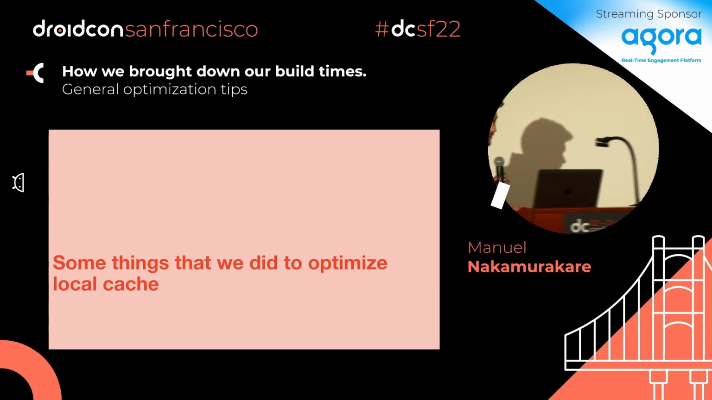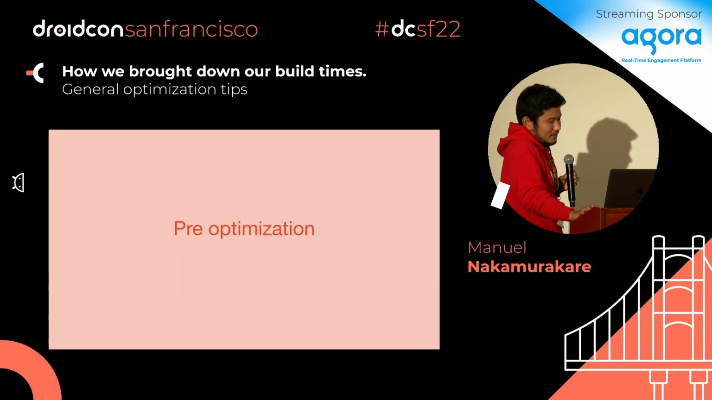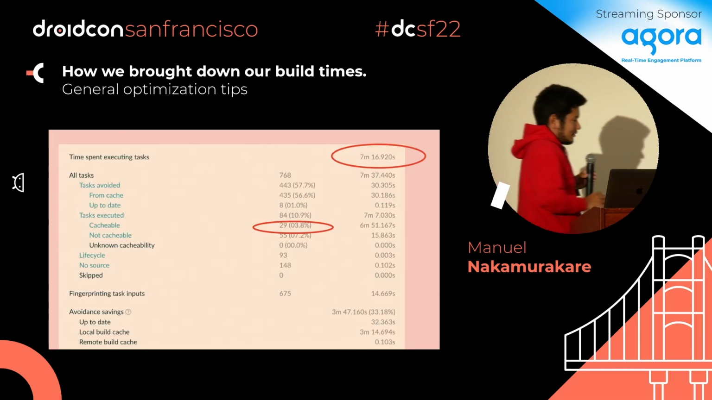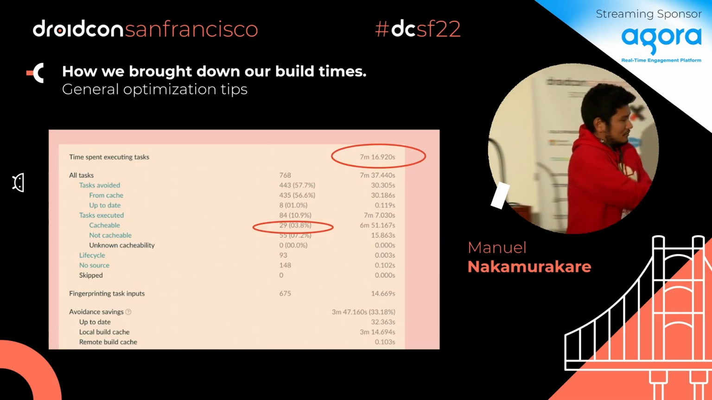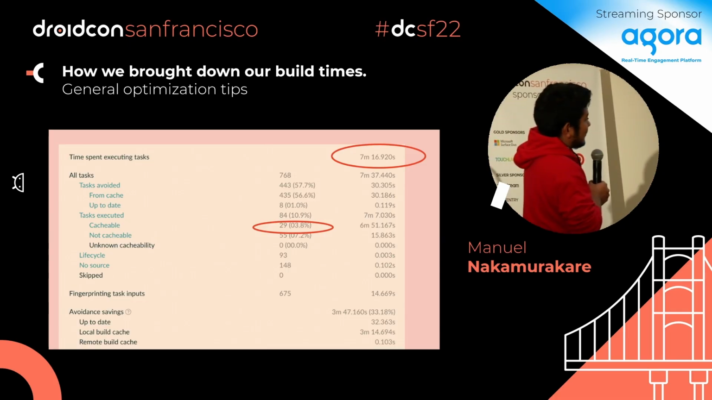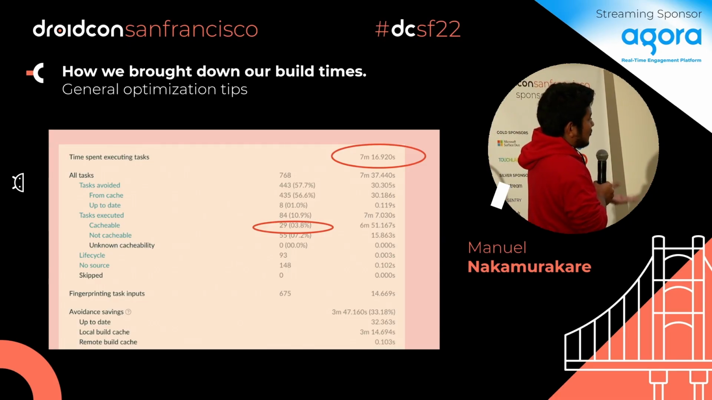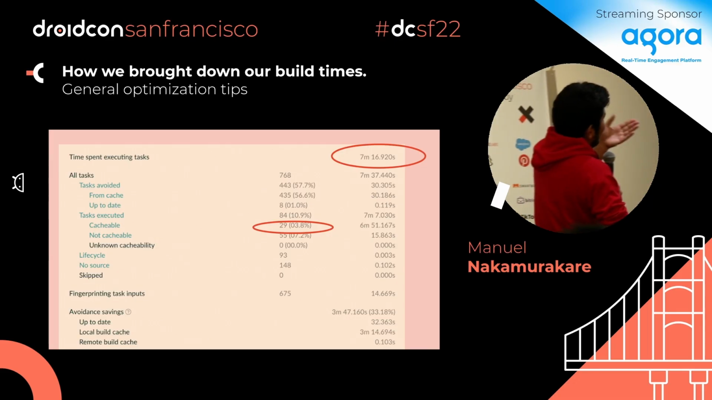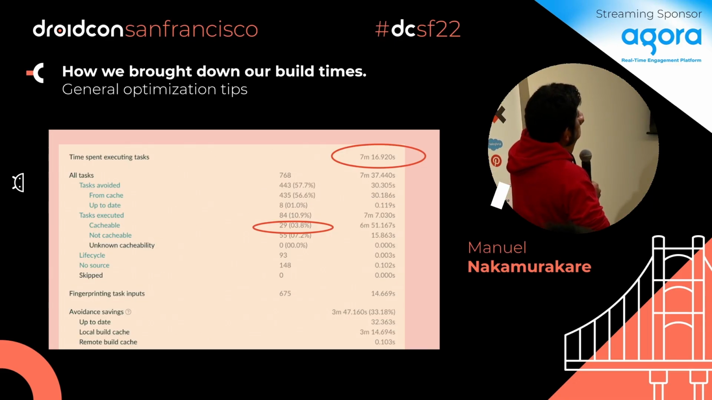So what are some things that we did to optimize the local cache? Prior to optimizing our local cache, this is what we found. This is what we got after applying step 3, where the local cache was supposed to work and result in very fast builds. But as you can see, that's not fast, right? That's 7 minutes. And in this case, you can see that 29 tasks that were cacheable got executed. Ideally, that number is 0 if the local cache is working properly.